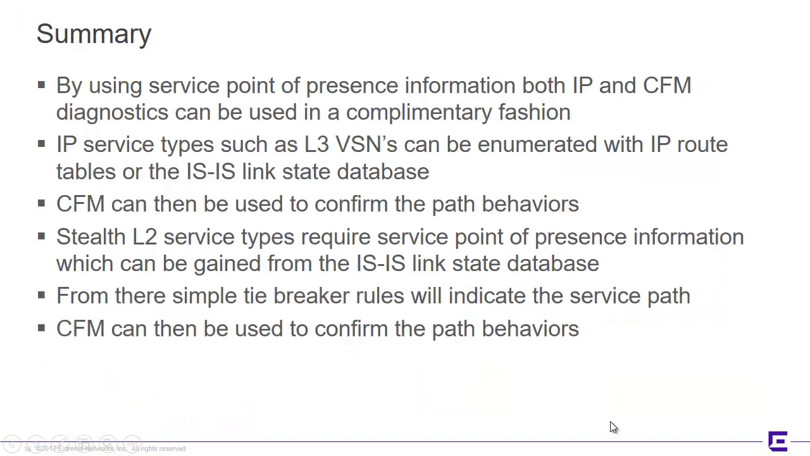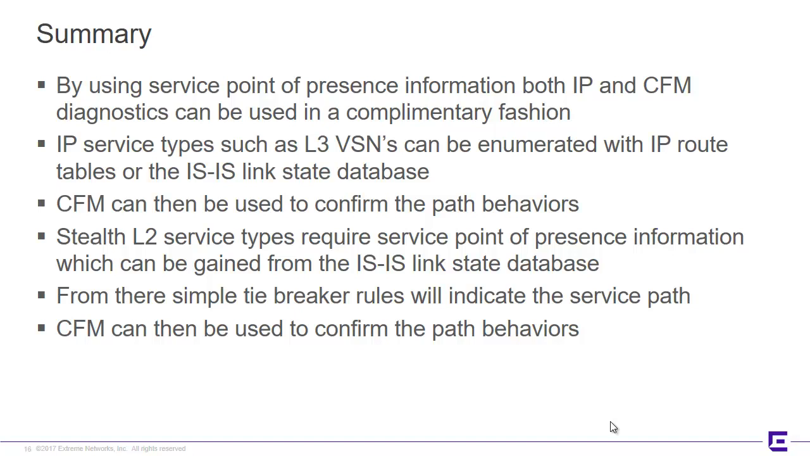So let's kind of do a summary here. By using service point of presence information for IP, we can use IP and CFM diagnostics in a very complementary fashion. IP service types, such as L3 VSNs, can be enumerated with IP route tables or the ISIS link state database. And then we can use CFM to confirm the path behaviors within the fabric as a result.